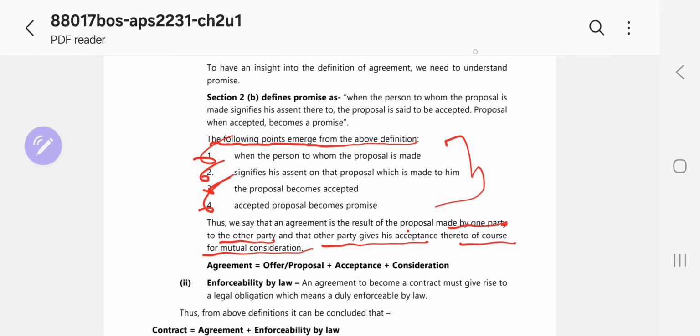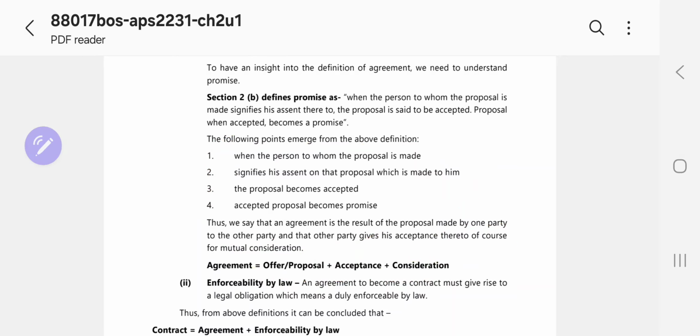So agreement here is offer plus or proposal plus acceptance plus consideration. So agreement includes these three elements. These three elements must be there to term it as an agreement. First one is offer or proposal. One party should propose or offer to another party, then the second party should accept that proposal, and both the parties agree for some consideration. In that case it becomes agreement.